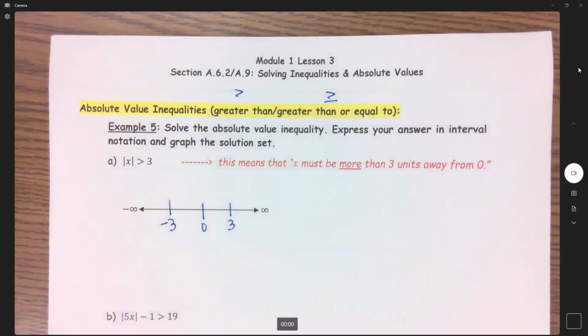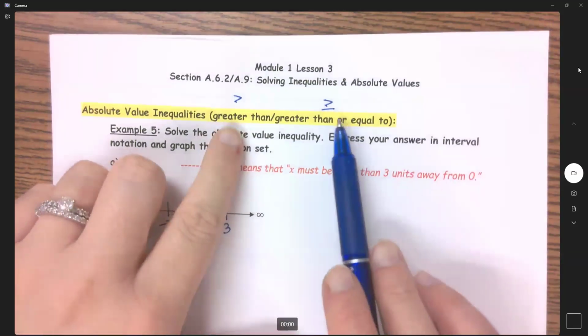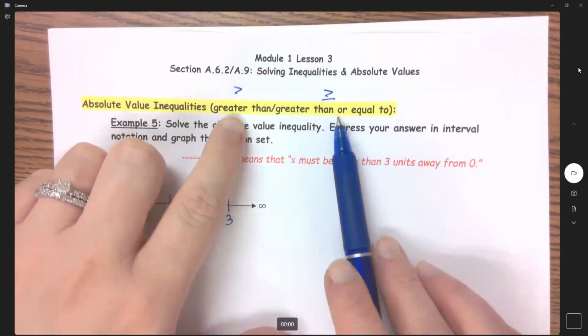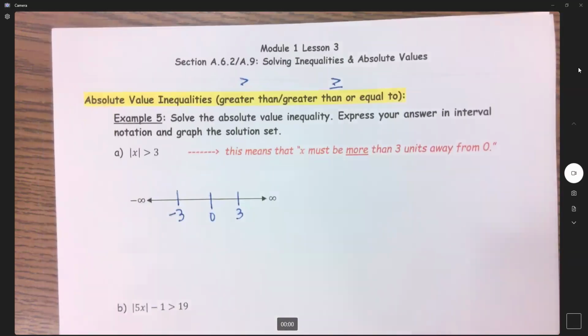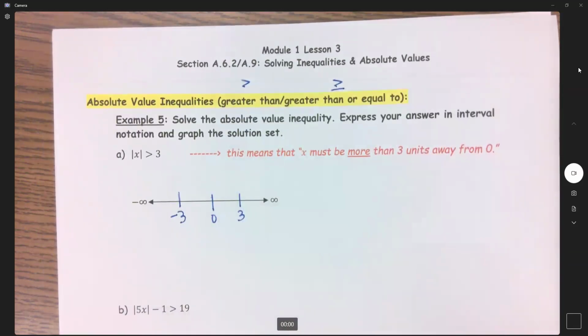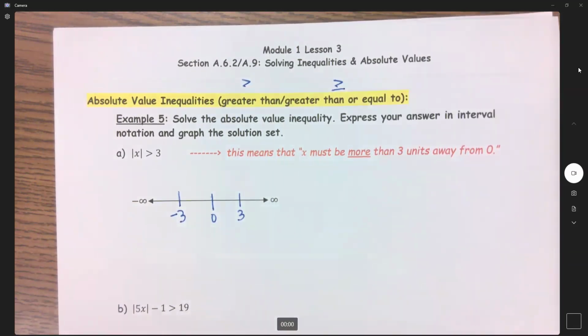We're continuing on with absolute value inequalities, but now we're going to talk about absolute value inequalities that include a greater than or equal to, which is what all of these examples have here. So if we start off with a super basic example again, we can apply that when it gets a little bit more complicated. In part A, it wants to know the absolute value of x is greater than 3.